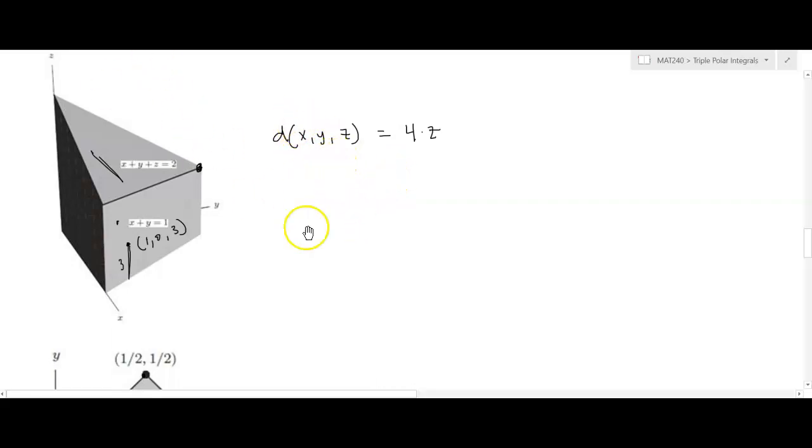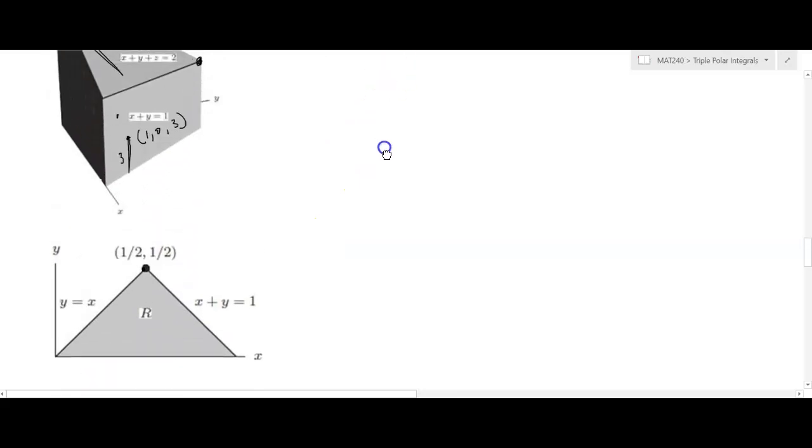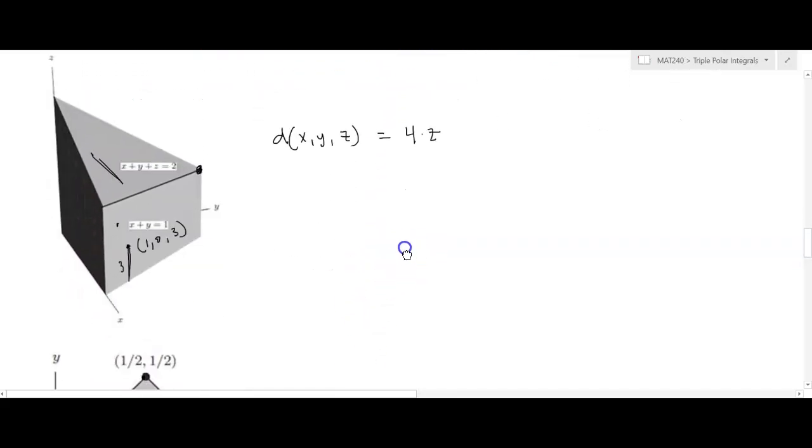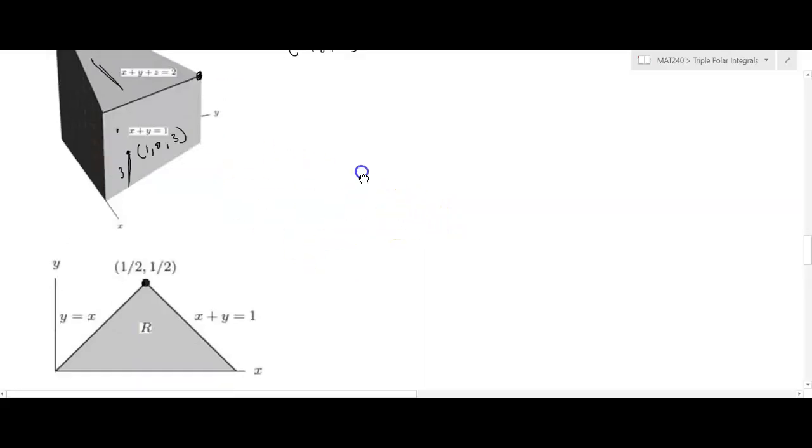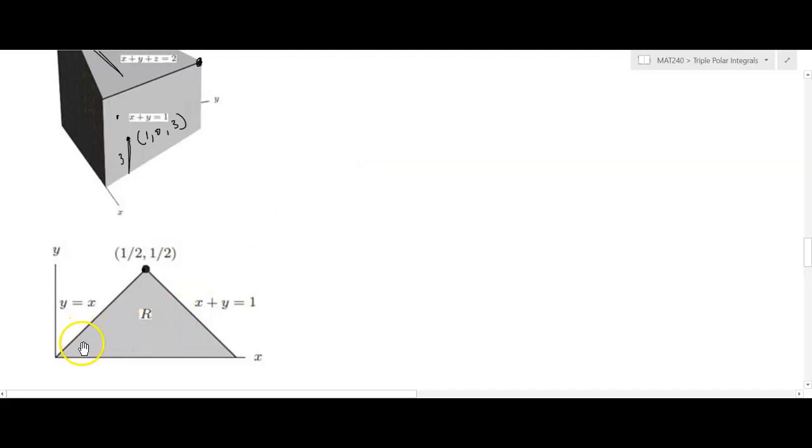Now, to set up the integral to find the mass, we need to, first of all, find the volume of this surface. So we're going to use the triple integral to find the volume of our surface. And so let's go ahead and take a look at the two-dimensional region here. Here is our region, and so I can break this up a couple of different ways.